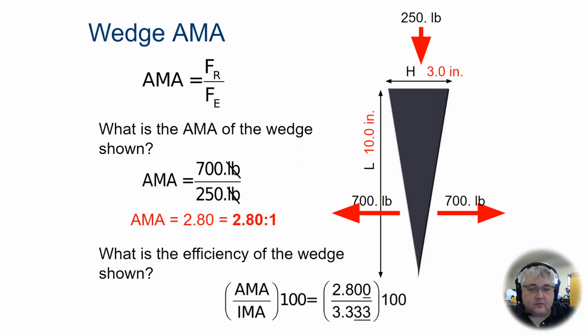And then what is the efficiency of the wedge? You're only going to use half. You're not going to use 700 on both. You're only going to use the half. A lot of times you'll just see it as the one. You won't see the two there. But if it's a two-sided wedge like this, it is exerting to either side. And then AMA over IMA, you get 2.8, which we just calculated, over what we calculated on the previous page, 3.33 repeating. Multiply that times 100 to move the decimal place, and we get an efficiency of 84%.